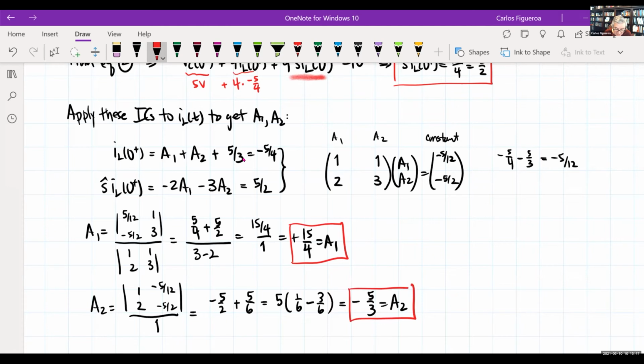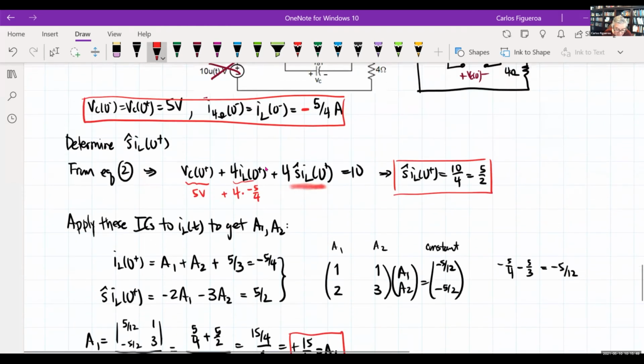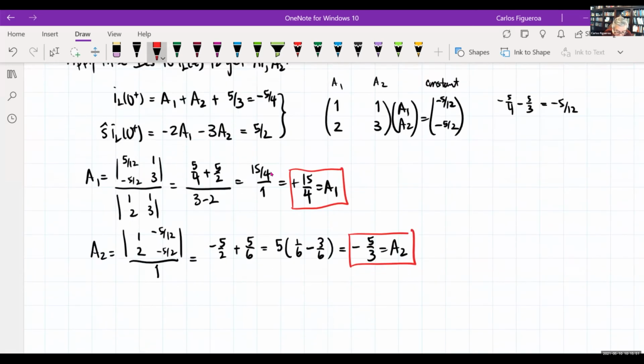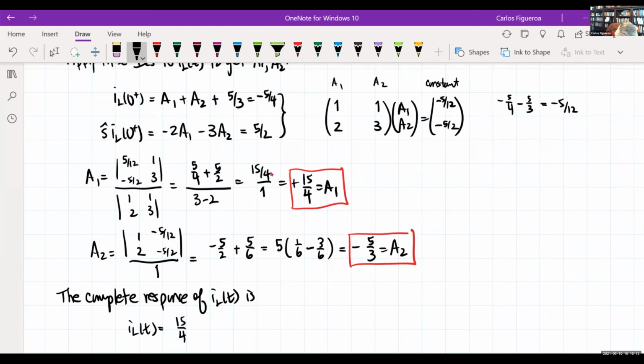So now I got my initial conditions. So now I'm just going to come up and substitute it into my equation. So now the solution, the complete response of iL of t is then going to be iL of t = A1, so it should be 15/4 e to the minus 2t minus 5/3 e to the minus 3t.